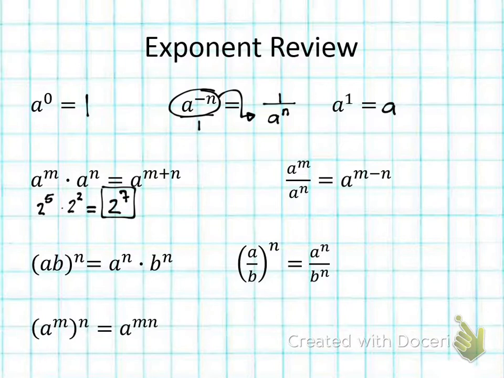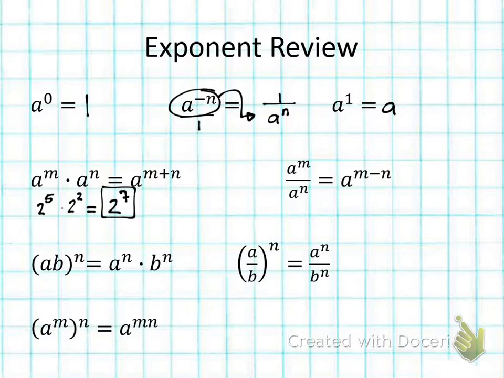If this one was multiplying two of the same base with different exponents and we added them together, what do you think would happen if we divided them? What do you think we're going to do with our exponents? Subtract. That's right, we're doing the opposite. So a to the mth divided by a to the nth is going to be a to the m minus n.